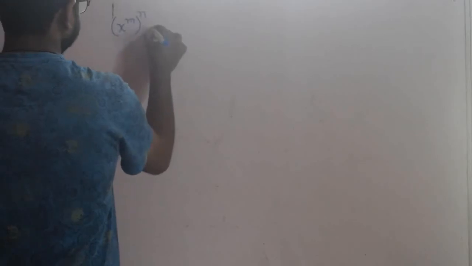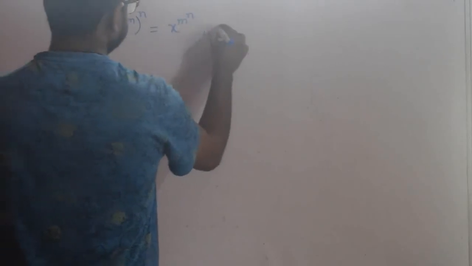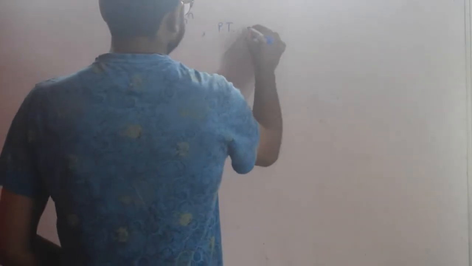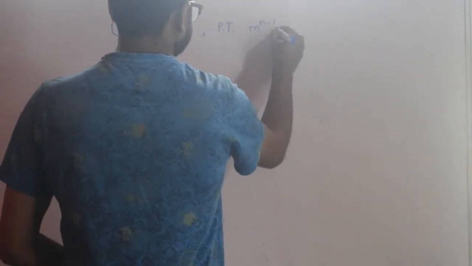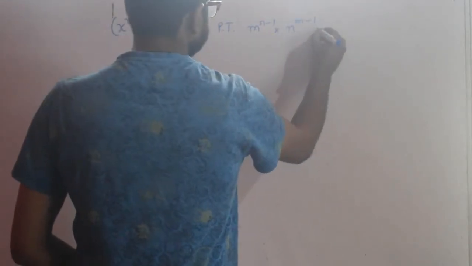Now, as you know, the rules and properties of exponents like a to the power m into a to the power n equal to a to the power m plus n, and so on. But let us take some questions like this. Suppose you are given x to the power m to the power n equal to x to the power m to the power n. Then you have to prove that m to the power n minus 1 into n to the power m minus 1 is equal to n to the power m.